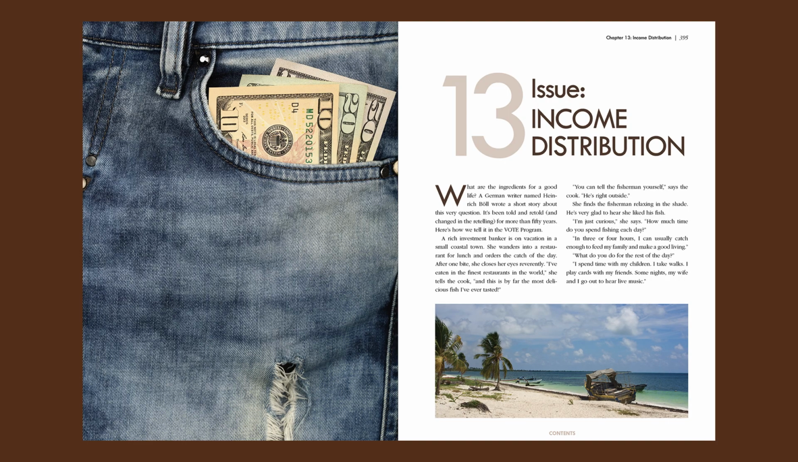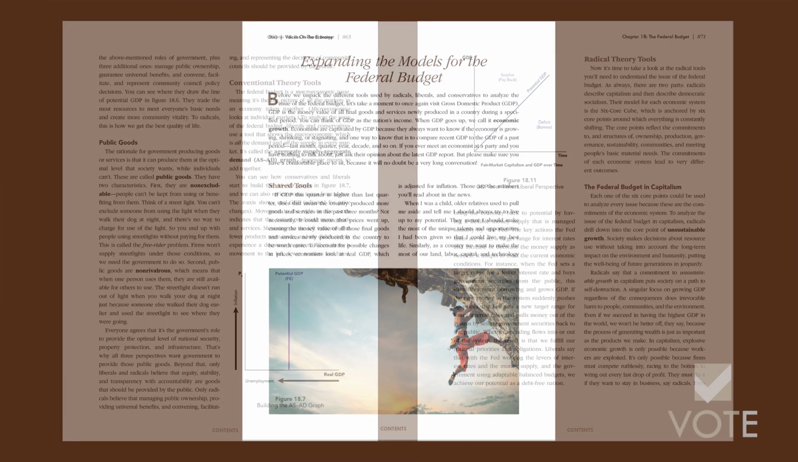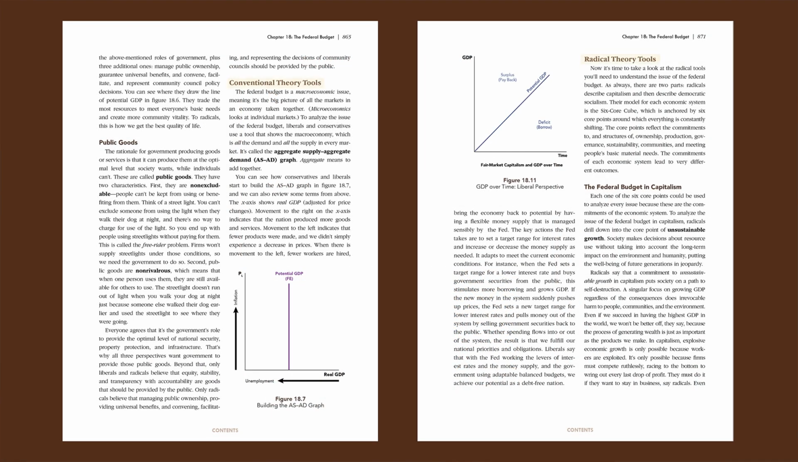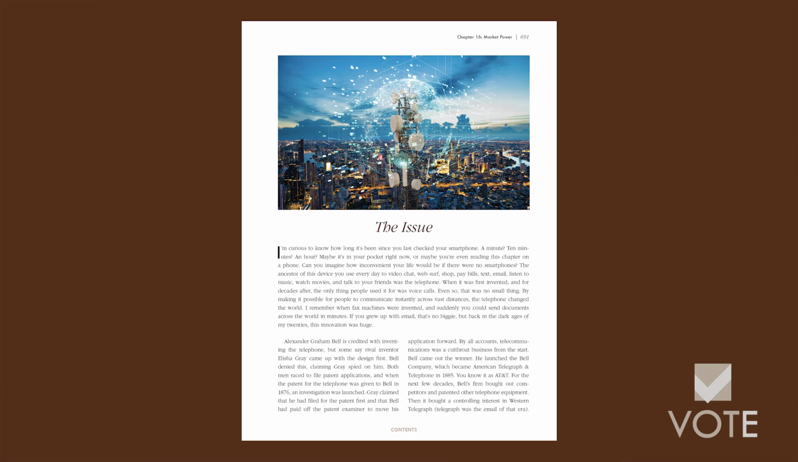Each opens with a story and general information to help you connect to the issue on a personal level. After that, you'll find a section called Expanding the Models. It includes a shared tool, followed by the conventional and radical theory tools. It's in this section that you'll take a deep dive into the policies that each perspective proposes to solve the issue. After you complete expanding the model, it's time for the discussion story.